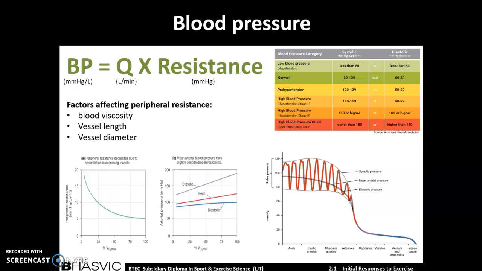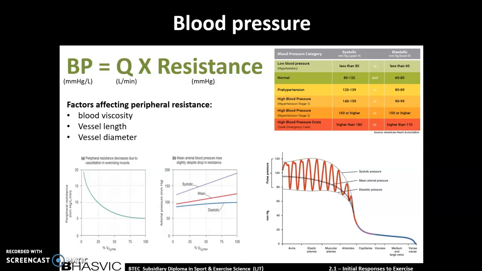The diastolic blood pressure doesn't increase that much, though, as during diastole, the heart is relaxing, so there's not any extra blood being forced into the heart, so the diastolic blood pressure would be quite constant.